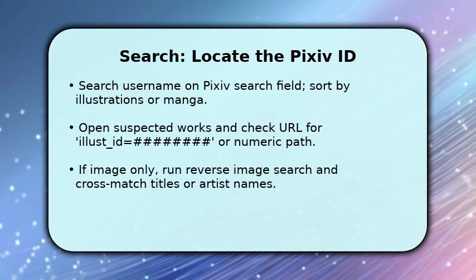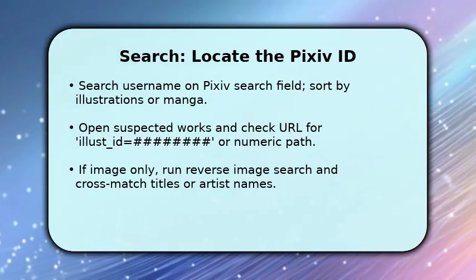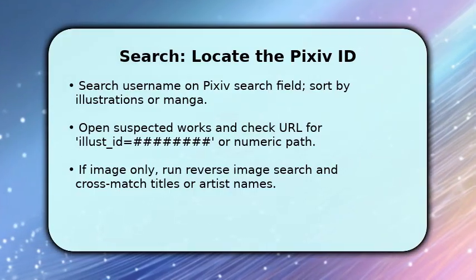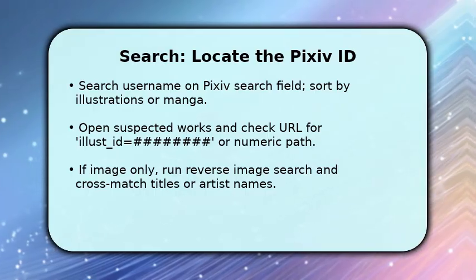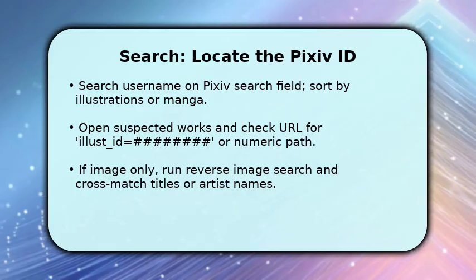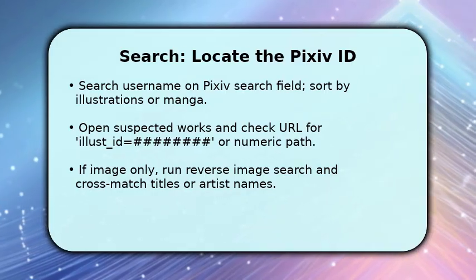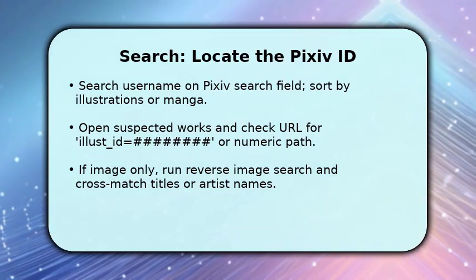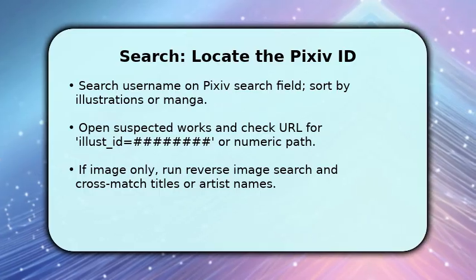Now you actively search Pixiv and external resources to find the numeric ID. Start by entering the username or keywords into Pixiv's search and filter by illustrations. Open likely artworks and inspect the browser address bar. The number after Illust ID or the numeric path is the Pixiv ID.